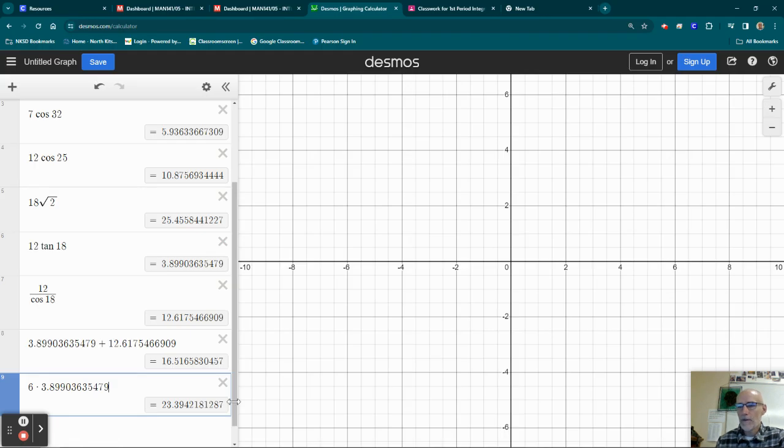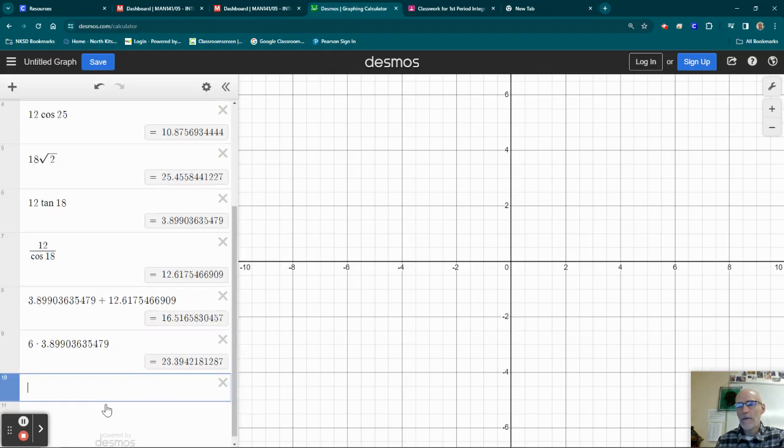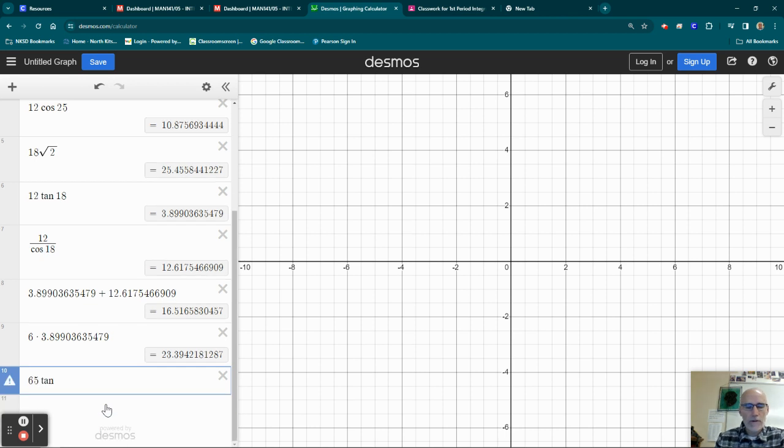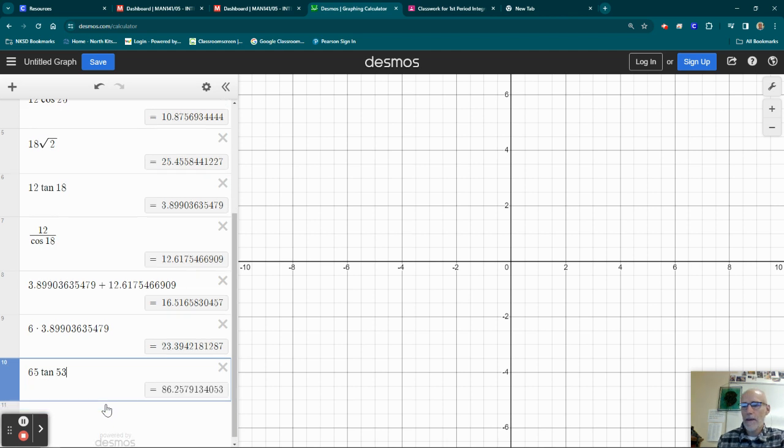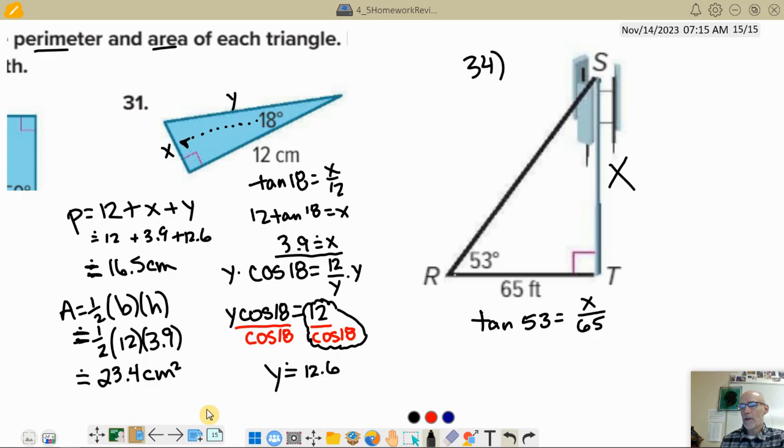I'm going to go tangent 53 times 65, right? So 65 is easier to put in first. Tangent, what was it again? 53. So tangent 53. And I get 86.3. So I'm going to put down 86.3 feet is the height of the tower.